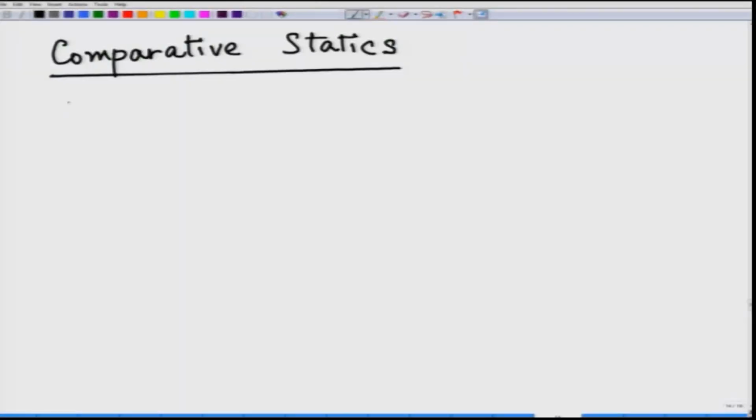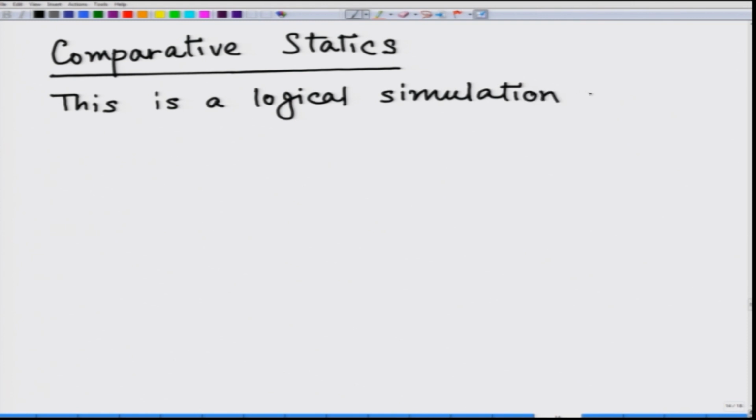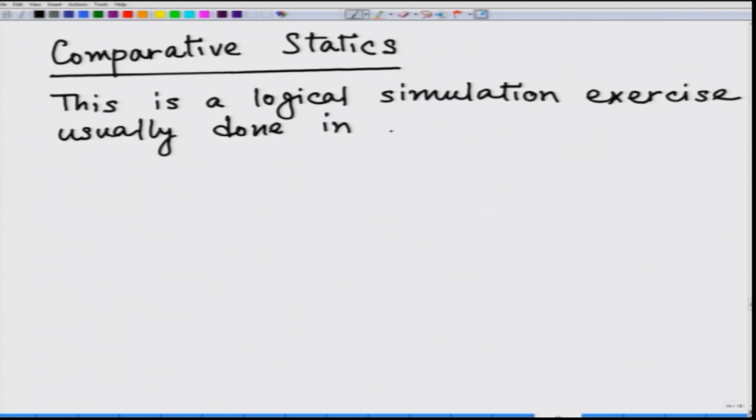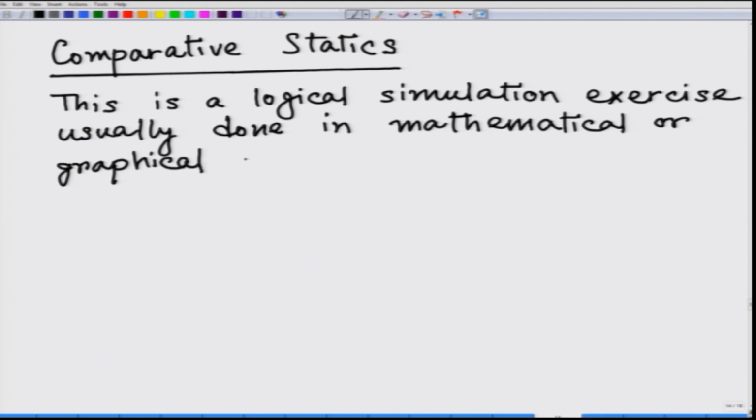So, comparative statics is basically a logical simulation exercise, usually done in a mathematical or graphical way, to test the theory.